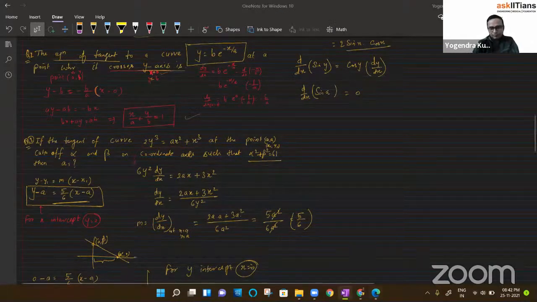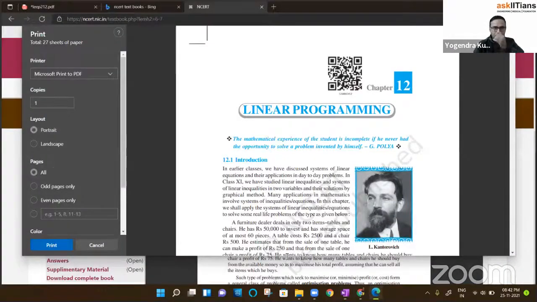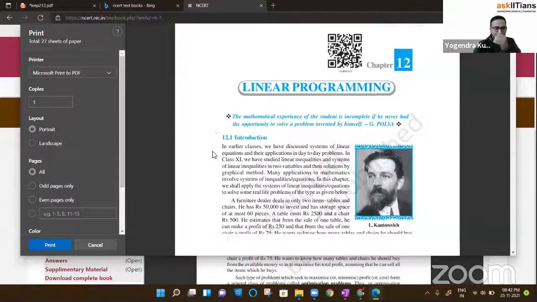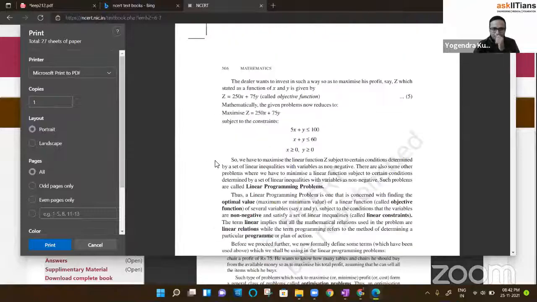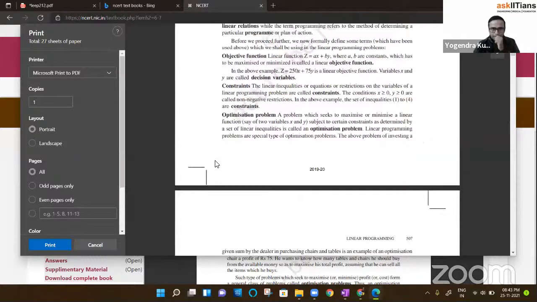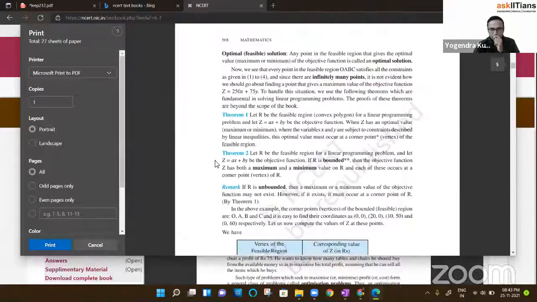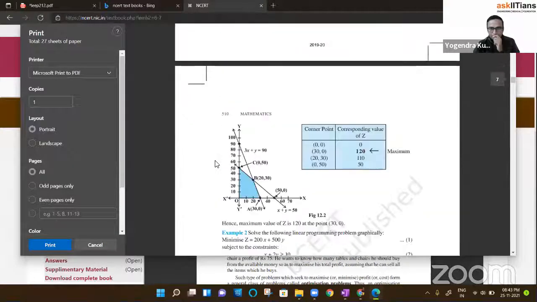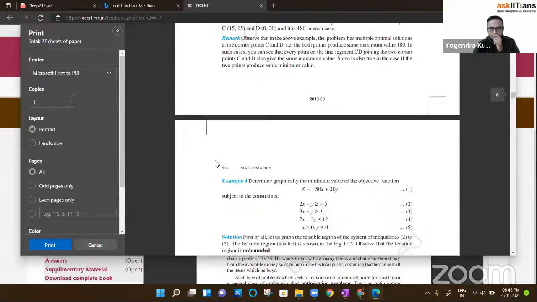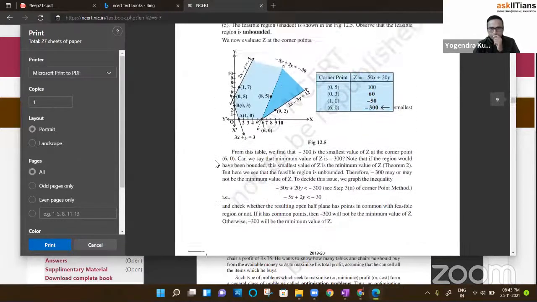Someone was saying, sir, can you show that question in which the value doesn't exist? Let me see if I can find that right away. If I'm able to find it, I think I've seen that question in the NCERT book only. Yes, I believe so.